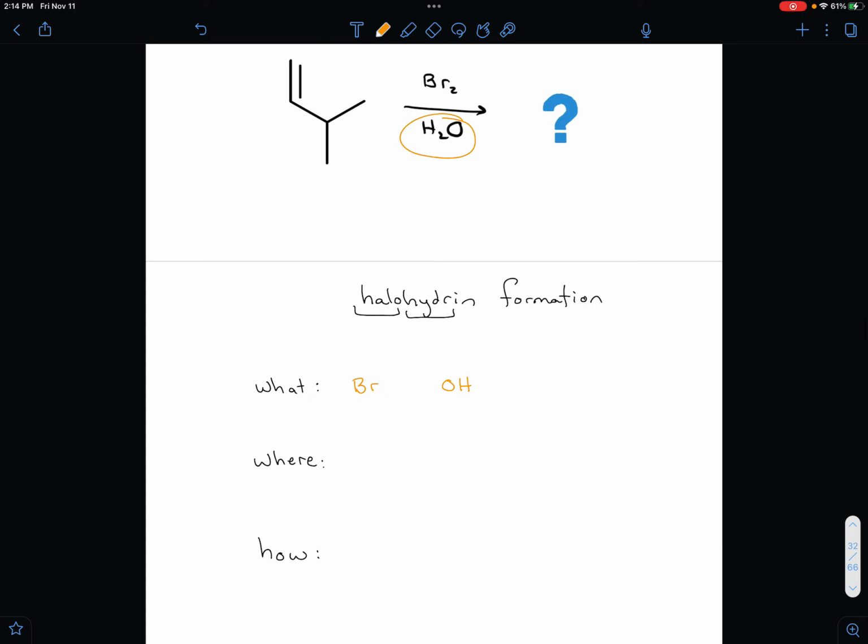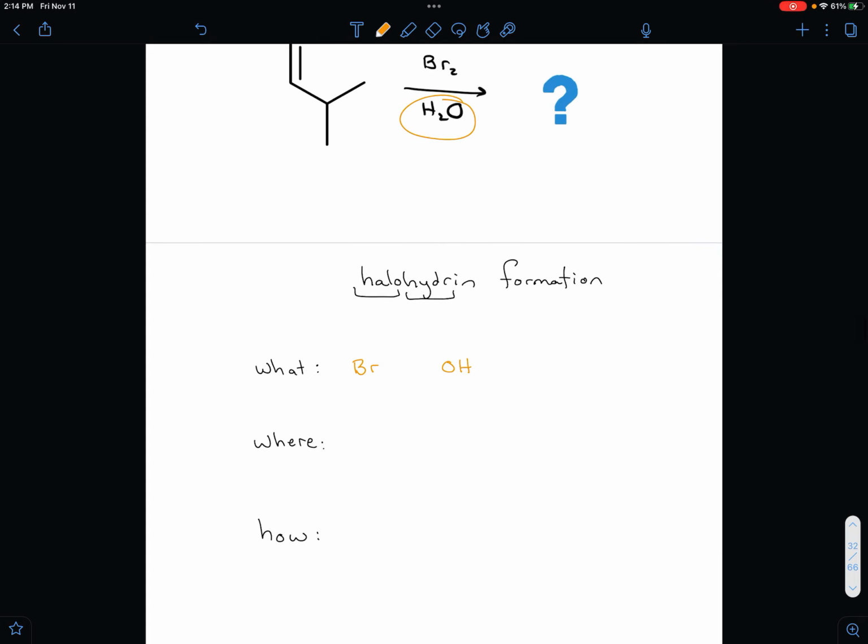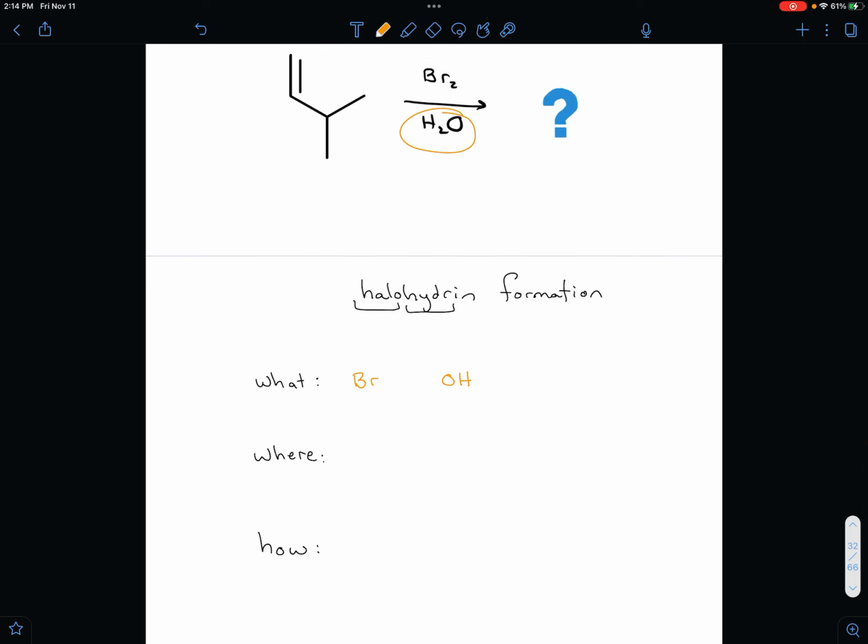Where we're adding things, because these are different, it does make a difference. And if you think about the mechanism for this reaction, which is walked through both in the lecture video and also in the videos in the bonus page for this chapter, then you'll see that the OH goes to the more substituted carbon. Also, there's no rearrangement. So that's nice. That means these two things will always add to the two carbons in the double bond.